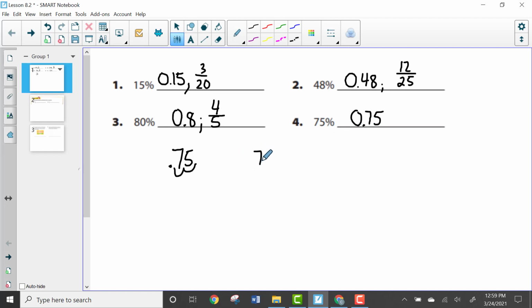And then as the fraction, we have 75 over 100. You always start out with the fraction with that percentage as the numerator. The denominator is going to be 100. Why is that? Because percents are always out of 100. The greatest common factor of 75 and 100 is 25. So we're going to divide both numerator and denominator by 25. And that will give us 3/4. So 75% as a decimal is 75 hundredths. As a fraction, it is 3/4.